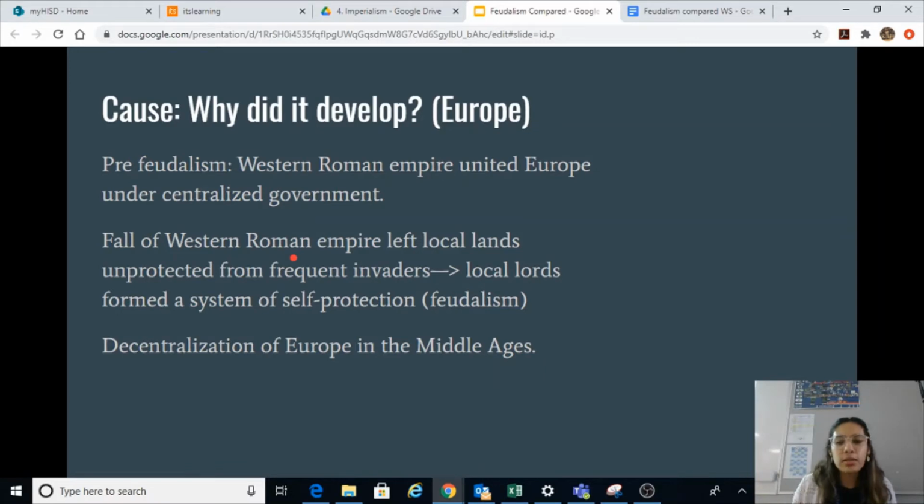And all of these lands are going to be frequently invaded by these barbarian tribes like the Ostrogoths and the Visigoths. So the local lords were left with a problem of how do we protect our lands from being invaded by these invaders when there is no central authority to protect us. So they're basically going to form a system of self-protection, and that is feudalism. So this is going to lead to the decentralization of Europe during the Middle Ages.